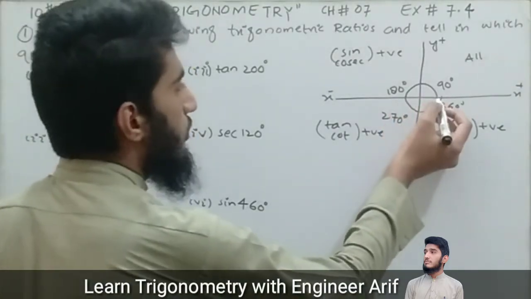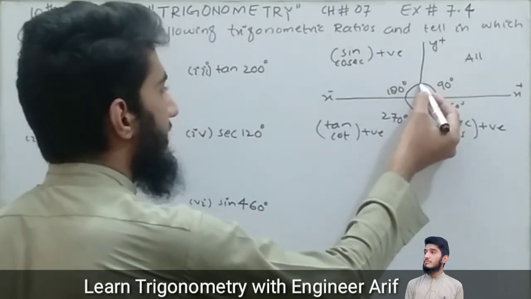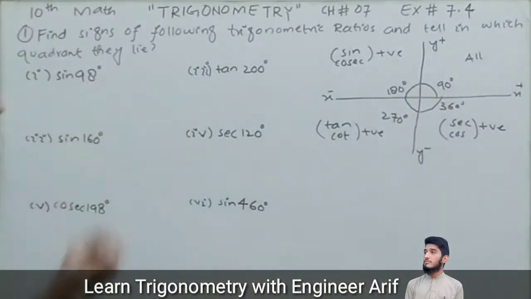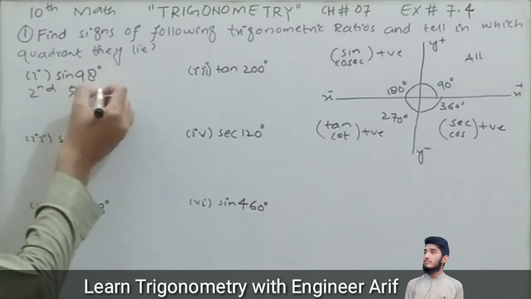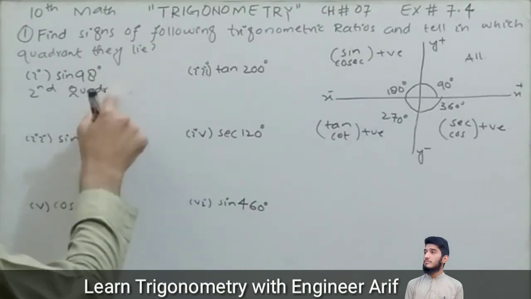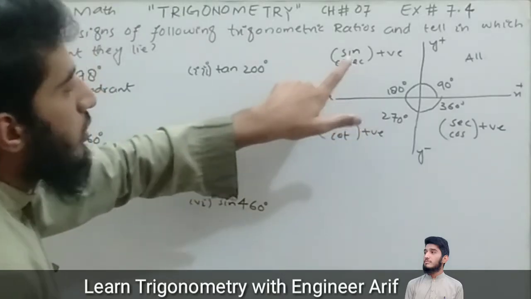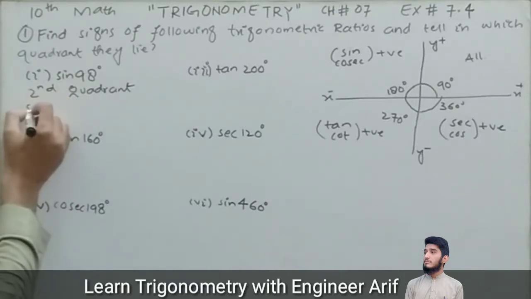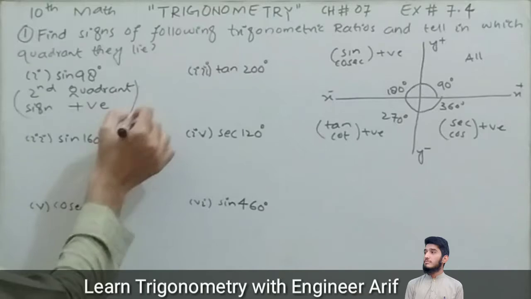Now in the first part we have sine 98 degree. If we start from the positive x-axis to the positive y-axis, it will cover 90 degree. Further moving over here, it will cover 98 degree. So it means that sine 98 degree lies in the second quadrant. In this quadrant, sine and its reciprocal cosecant are positive. So the sign of sine 98 degree must be positive. This is the answer for part number 1.